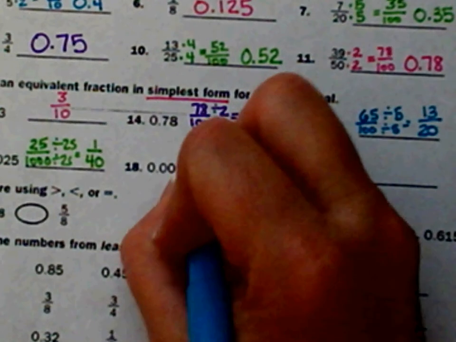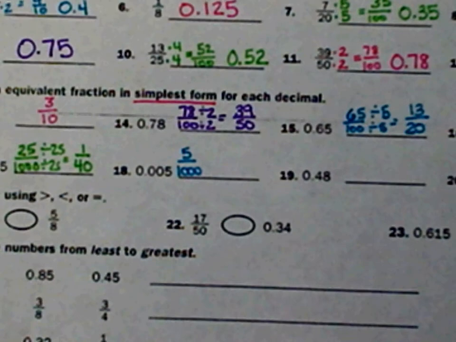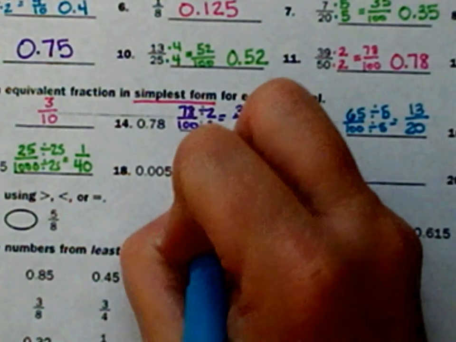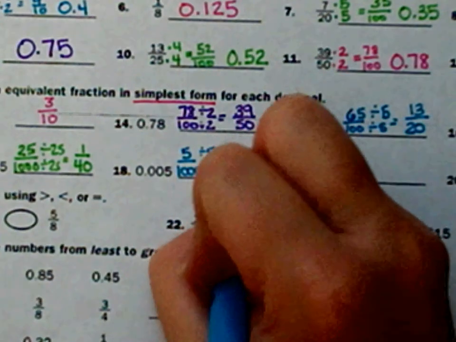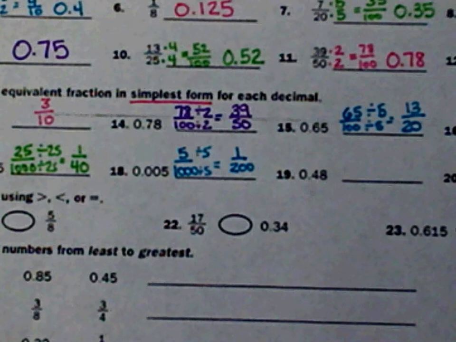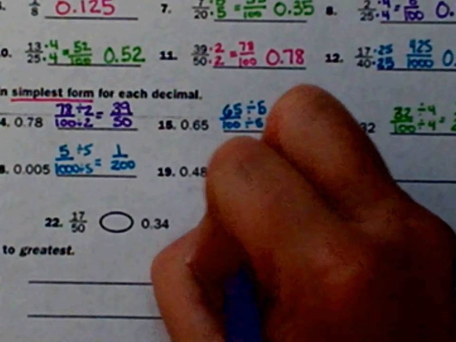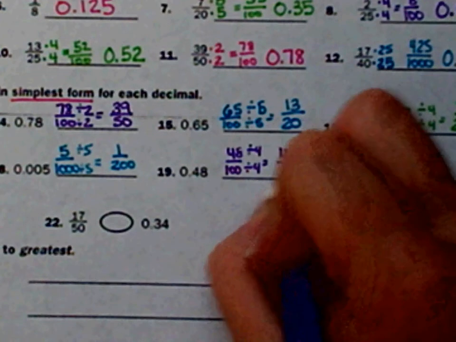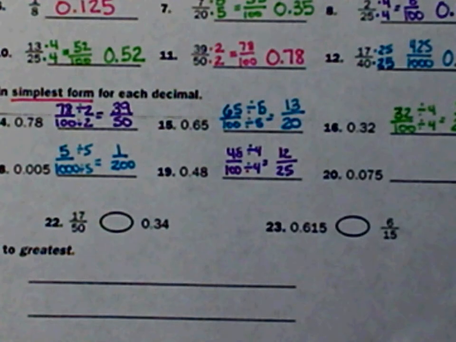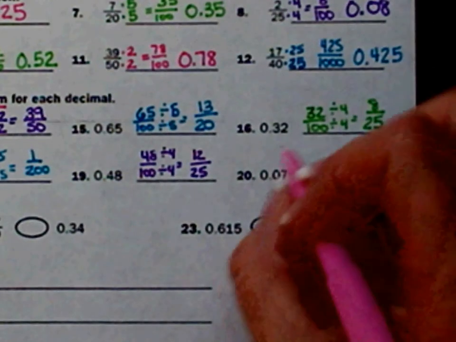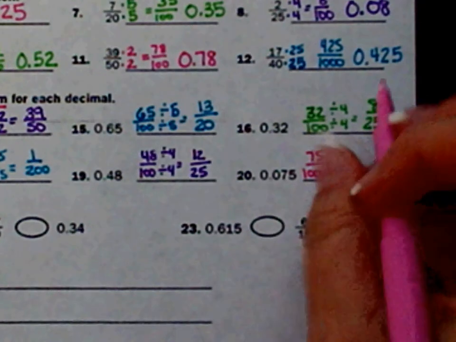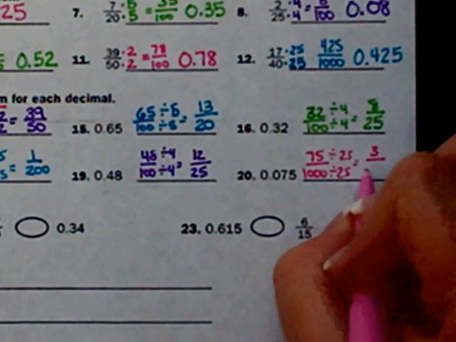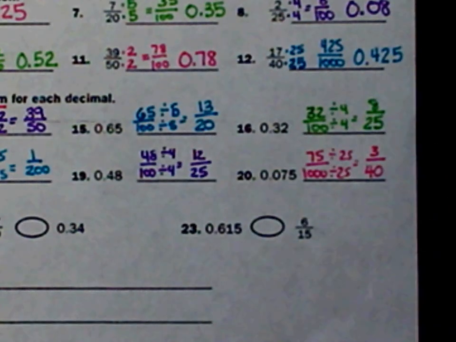5 thousandths, same idea. I should be able to see that 5 will divide into 1,000 because I know my divisibility rules, that ends in a 0. So I'm going to divide it by 5, and I'll get 1/200. The next one is 48 hundredths. I'm going to divide by 4, and I will get 12/25ths, and that is my simplest form. And then the last one, 75 thousandths. You should be able to recognize that 25 will go into both of these, and you're left with 3/40ths. So that's where simplest form comes in.